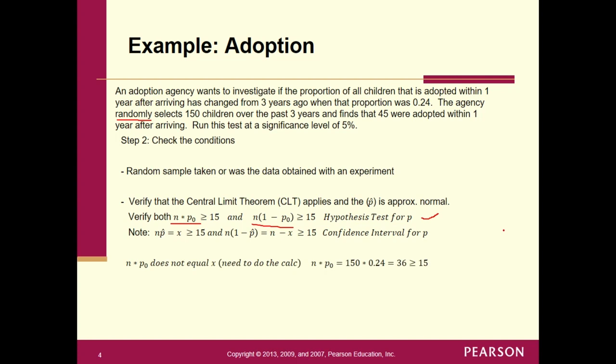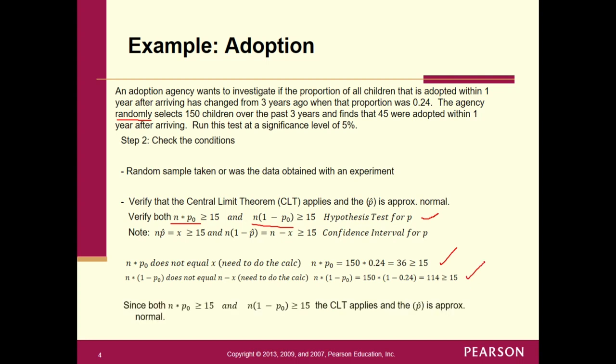So we got here 150 times 0.24. Remember, 0.24 was the value of the null. So that turned out to be 36. That's greater than or equal to 15, check mark. This calculation, n times 1 minus P, turned out to be 114, which is greater than or equal to 15, check mark.